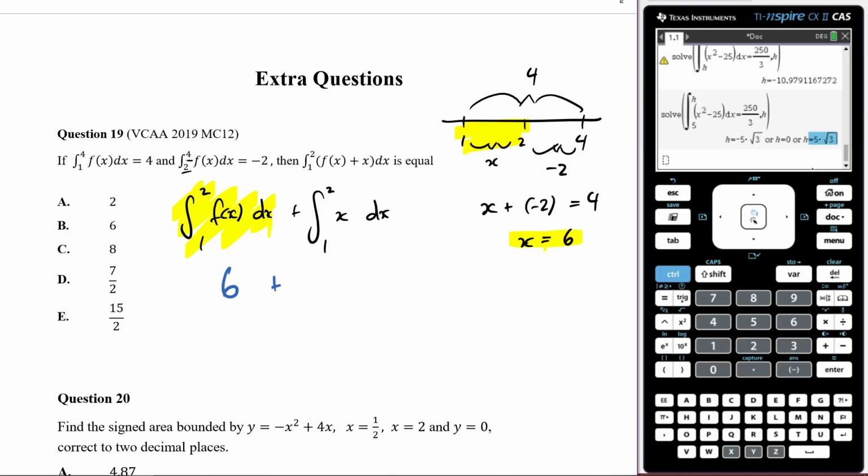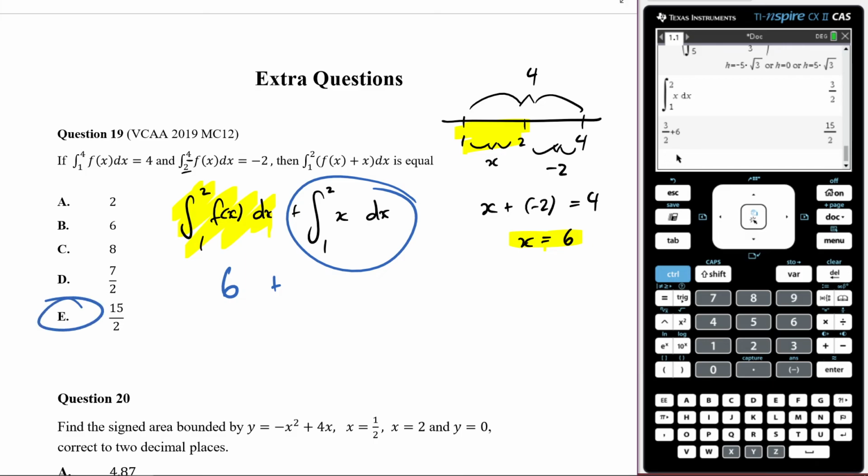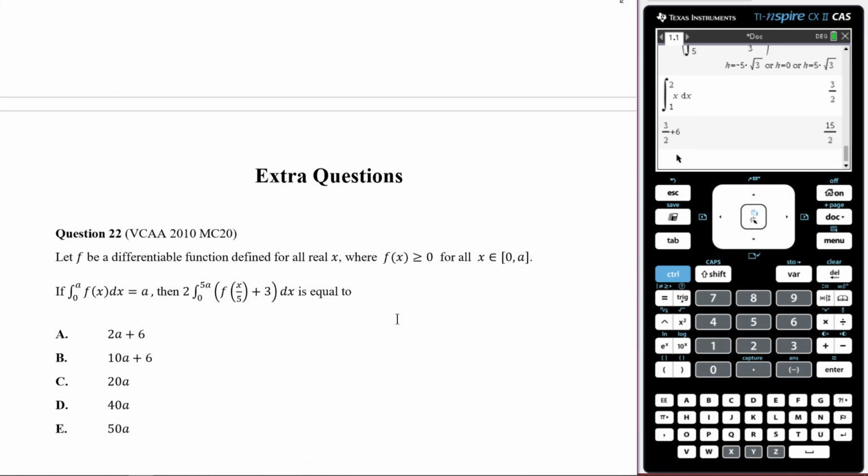Plus, now this I'm going to do on the CAS. So I'm going to go shift plus from 1 to 2, x, there, hit enter. I'm going to get that. I'm going to plus 6 to that. I'm going to get 15 on 2. E is my answer. Look at all these VCAA questions we're doing. Amazing. All right, now I think I'm going to stop.